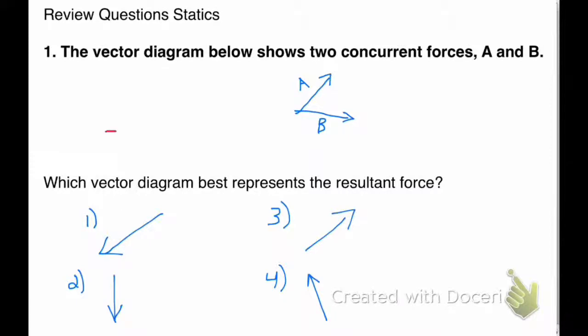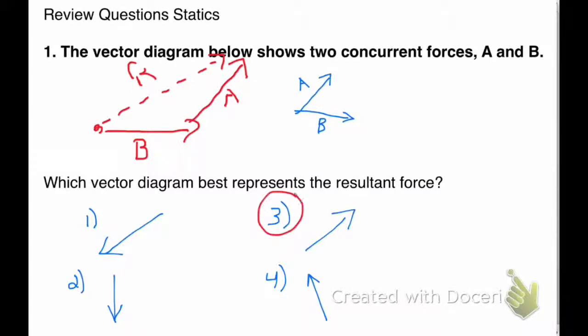Well, we know we use the head-to-tail method. If we take force vector B and we add force vector A by the head-to-tail method, connecting the head of B to the tail of A, we can then draw a resultant force starting from the tail of B and going up to the head of A. We can label that the resultant force. If we match it up with one of our answer choices, we see that choice number 3 is the answer.